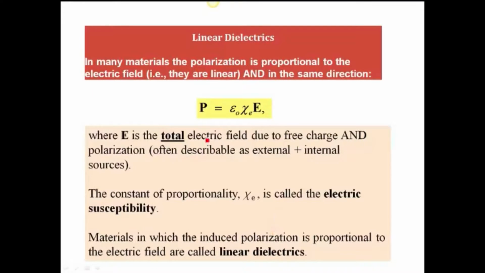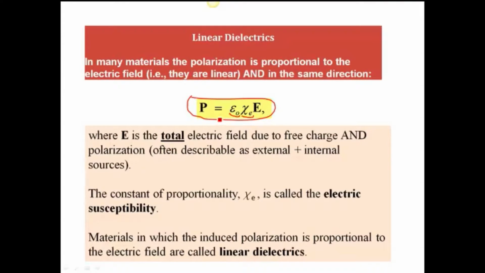Let's go back to linear dielectrics and what we mean. In materials where the polarization is proportional to the electric field, in other words, they are linear, and in the same direction, we have this relationship here: the polarization is directly proportional to the applied E field, and it has this combination of constants. We're familiar with epsilon zero, the permittivity of free space. We are introducing a new quantity, which is called the electric susceptibility.